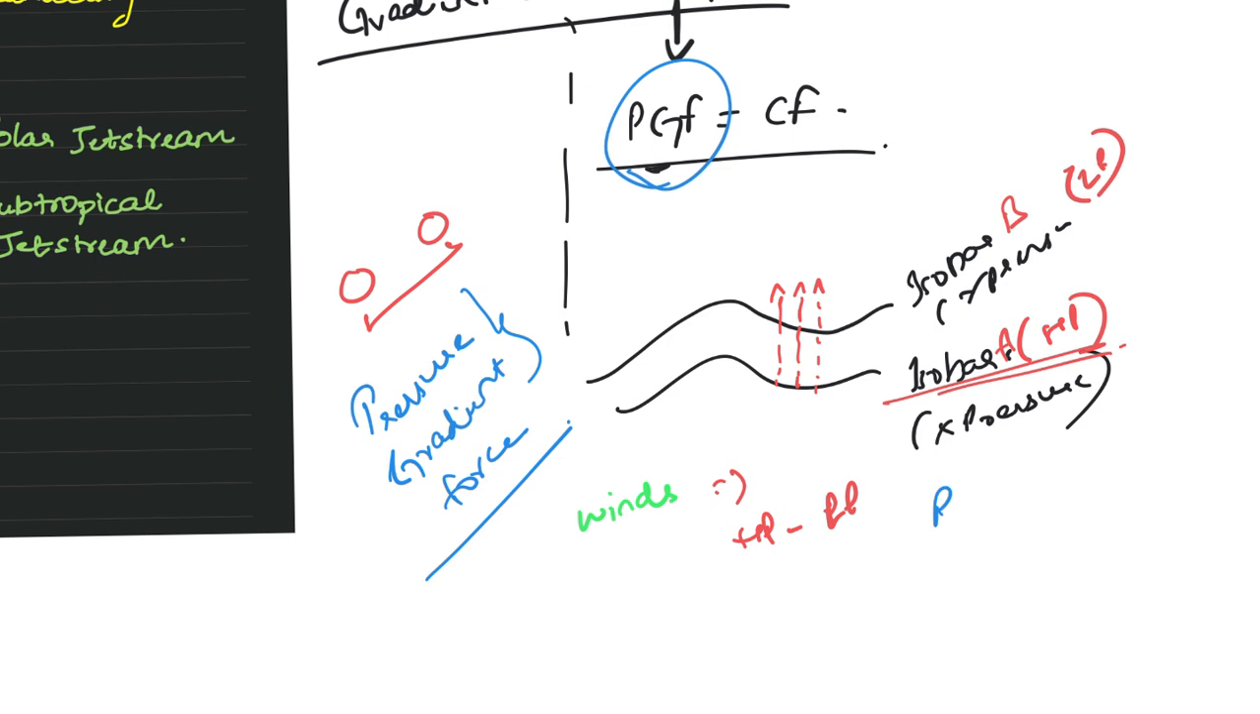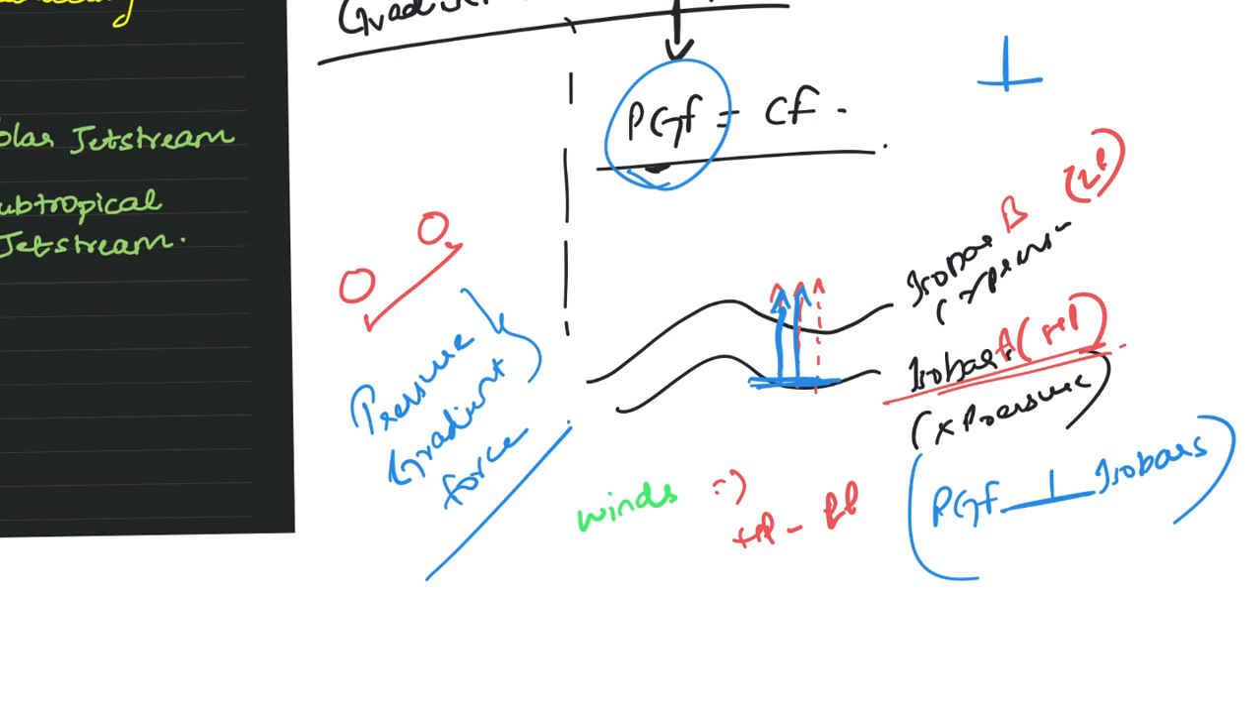So PGF is always perpendicular to isobars. How many of you agree with this? Pressure gradient force is always perpendicular to isobars. Is it true or false? Yes, obviously. So you can see here, the pressure gradient is from higher pressure to lower pressure. So this is perpendicular to your isobar. Perpendicular means like this, isn't it? So this is the pressure gradient force.